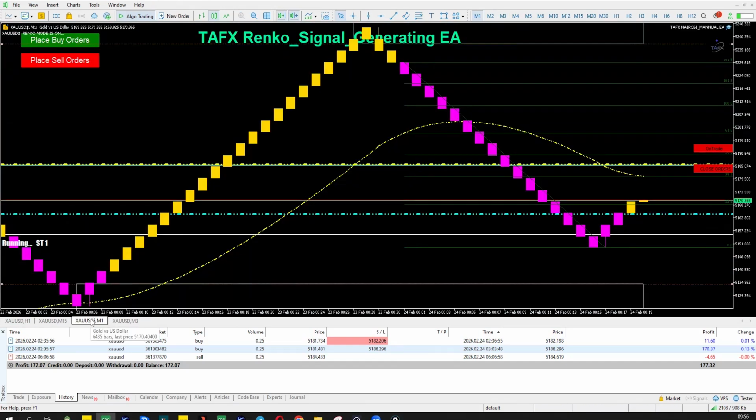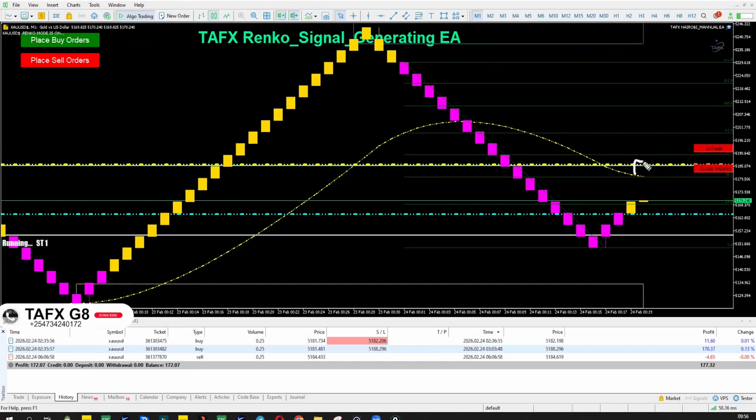What will happen here on our Renko chart? The bricks here will break our moving average and form a brick above it, and it will close above that. So for us to be sure that the bricks have closed above our moving average, now we can buy this market.